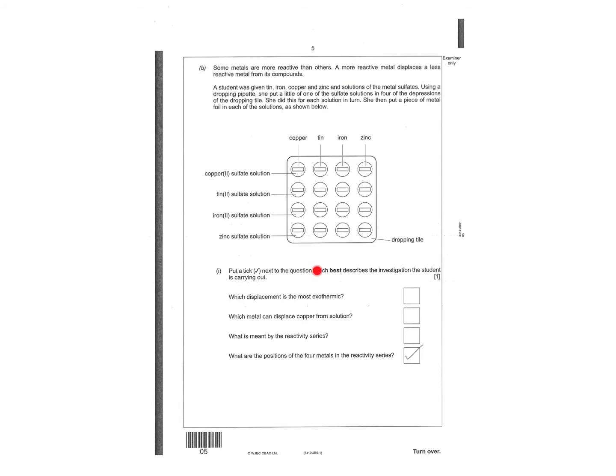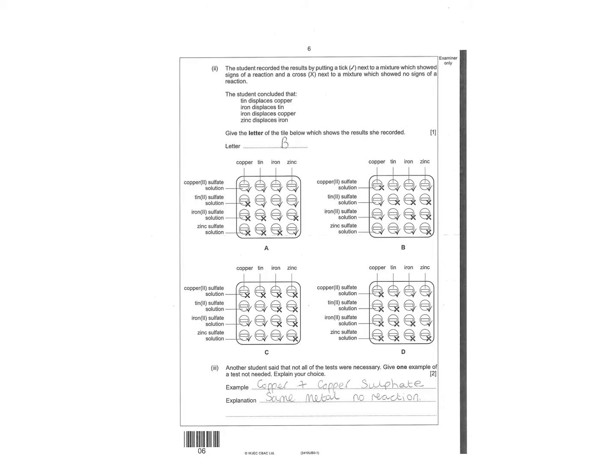Lots of information here about this pipetting situation where we're looking for reactivity of metals. Put a tick next to what best describes the investigation the student is carrying out. What are the positions of the 4 metals in the reactivity series? To me, that's the best one. Give the letter which shows the results she recorded. It's B, okay. It can't be A.